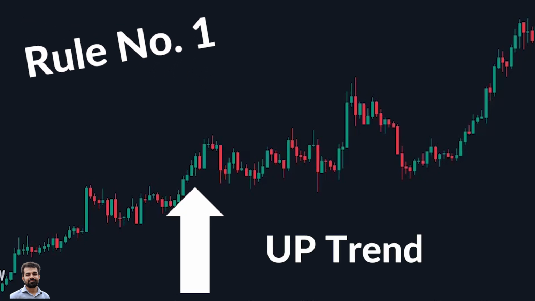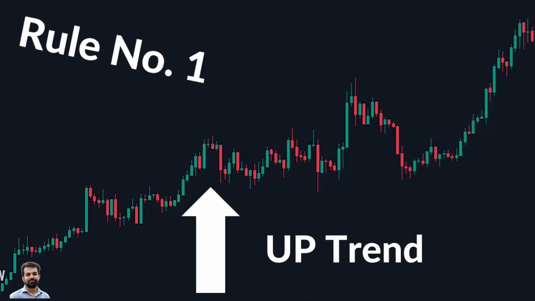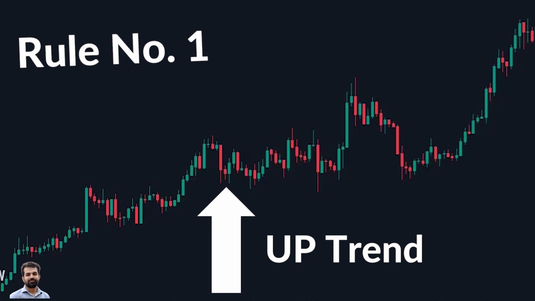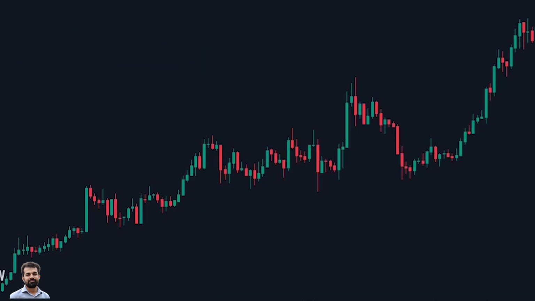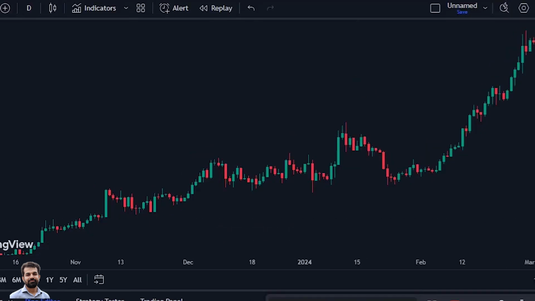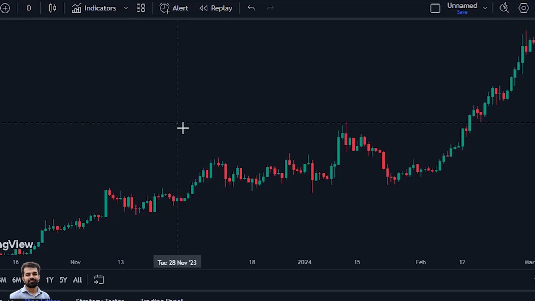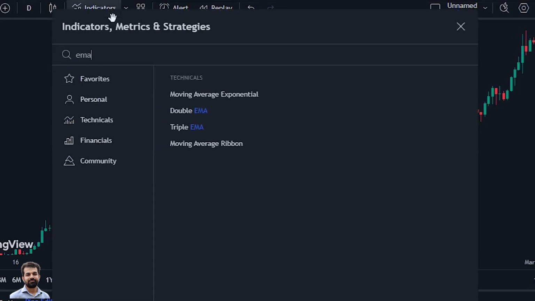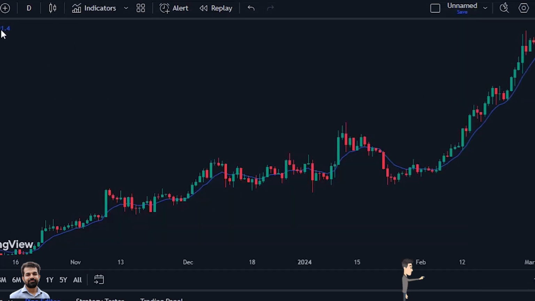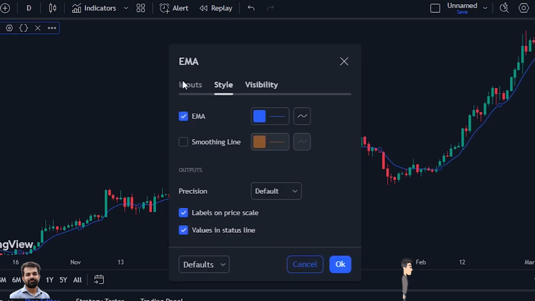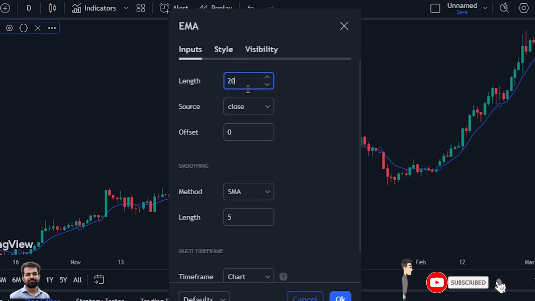The most important thing about this strategy is that we will only trade in the direction of the trend. You might wonder, how do we know if it's an uptrend or downtrend? It's easy. Just go to TradingView, click on the Indicators tab, and type in EMA for exponential moving average. Set the length to 200, which gives us a 200 candle moving average, relevant to your time frame. I will change the line thickness for clarity.